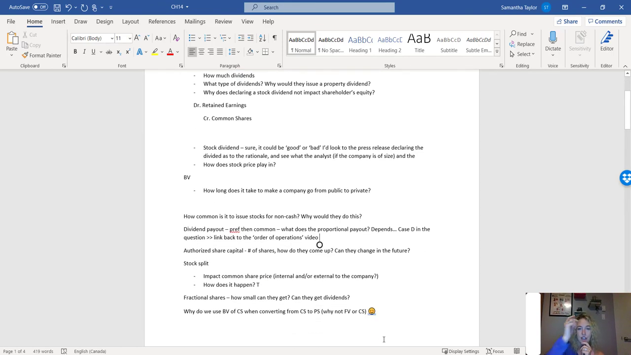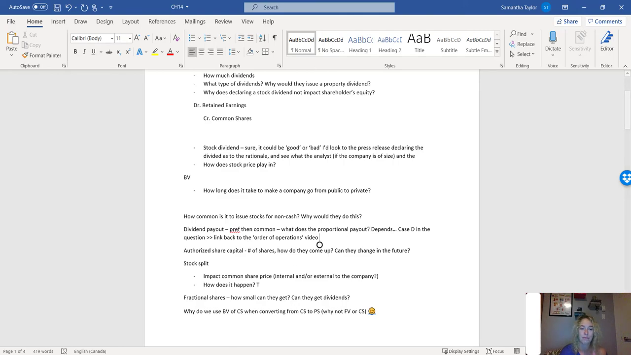Okay. So stock splits impact the common share price. Internally, all a stock split does is it's a memo entry. If we have 2 million shares outstanding and we have a 2-for-1 stock split, then we'd have 4 million outstanding. And then external to the company, same thing. If you had one share and it was split 2-for-1, you now have 2 shares. So that's how it happens.